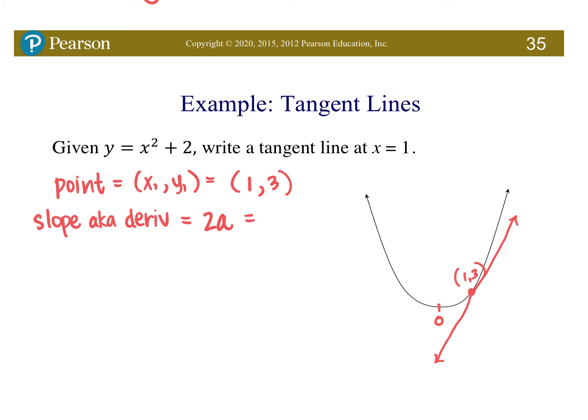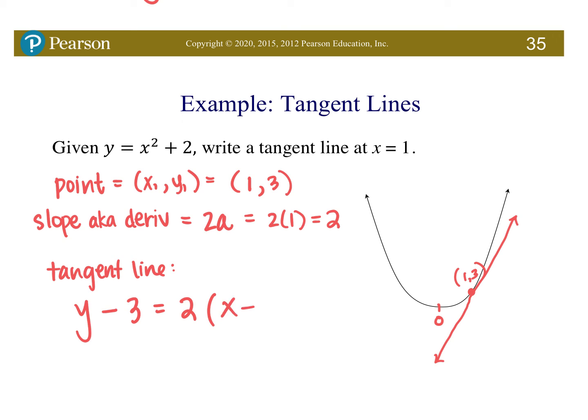So at this particular point, the point (1, 3), I know that the slope is 2a, which will be 2 times 1, because that's the x value that I'm working at. So the slope, or the derivative, will be 2. So I write the tangent line now. My tangent line is going to be y minus y1 of 3, the derivative value of 2, and x minus 1.